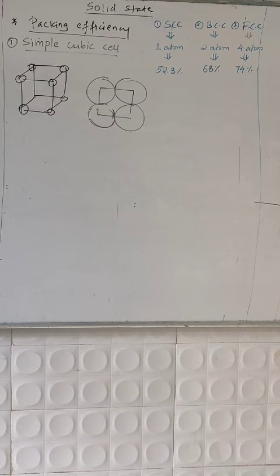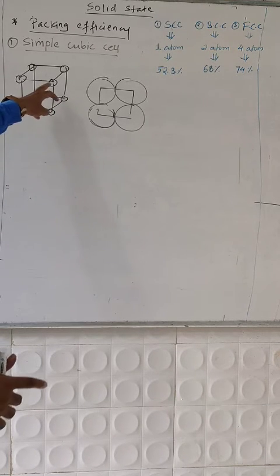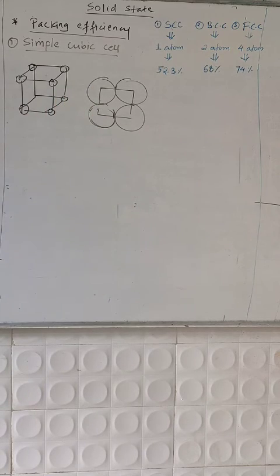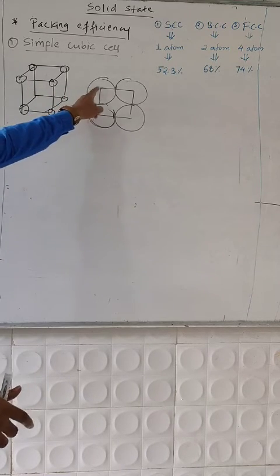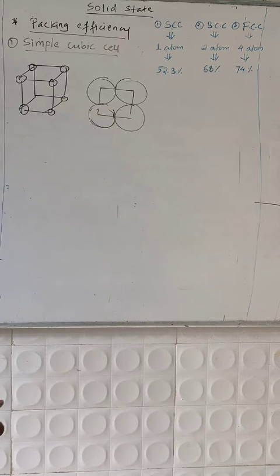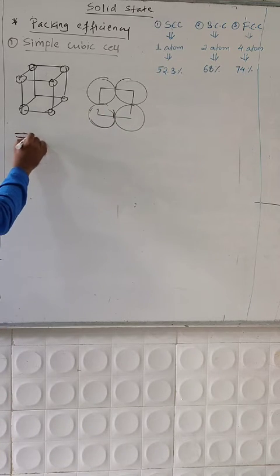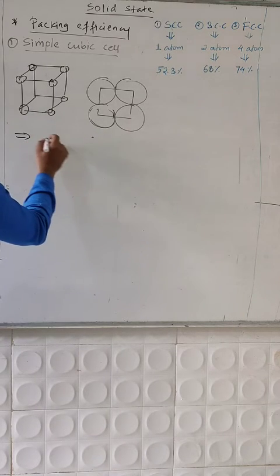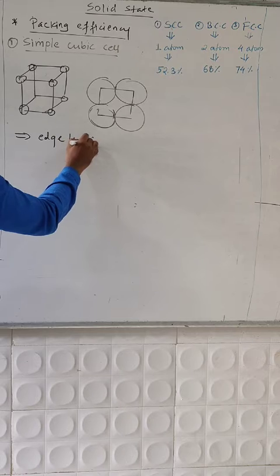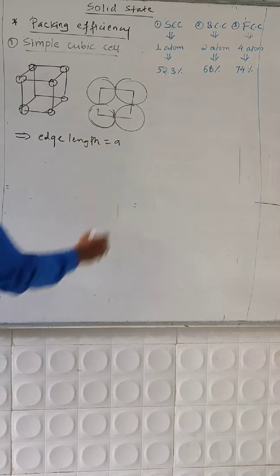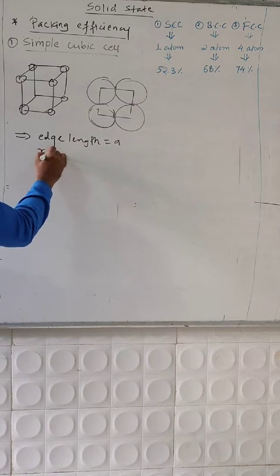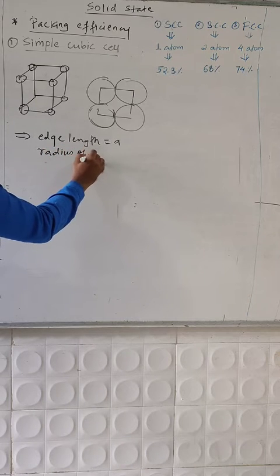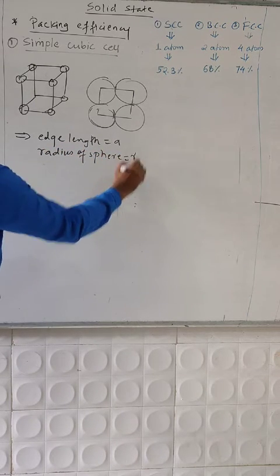So in simple cubic cells, atoms are present at the 8 corners, and I have drawn here the front face. In the front face, the atoms are at the 4 corners. Suppose the edge length of the unit cell is equal to a, and the radius of the sphere is equal to r.